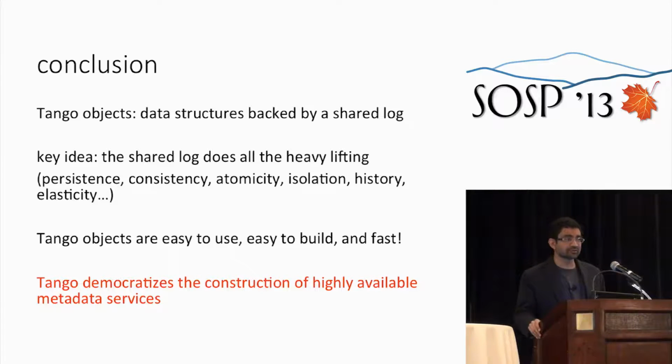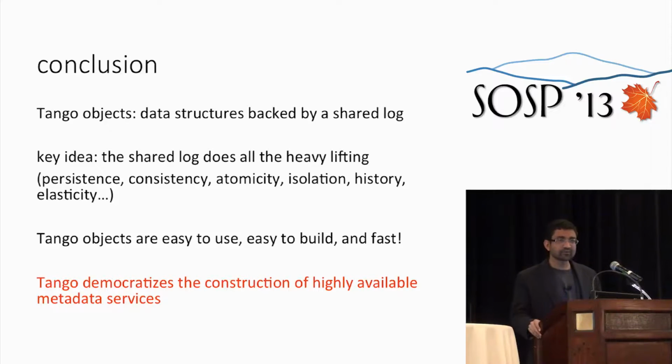They look like Java or C# collections. So from the programmer's point of view, all you have to do is create a Tango map instead of a Java map. They're very easy to build. In tens or hundreds of lines of code, you can create new data structures with the exact properties you want. And they're blazingly fast because we have a very fast shared log, and then we have this notion of selective playback using streaming, and that lets us remove the bottlenecks in the stack.